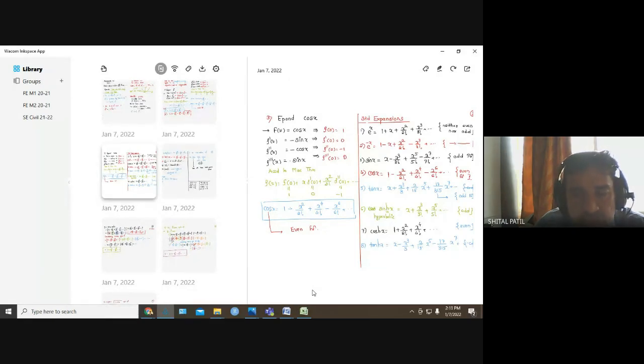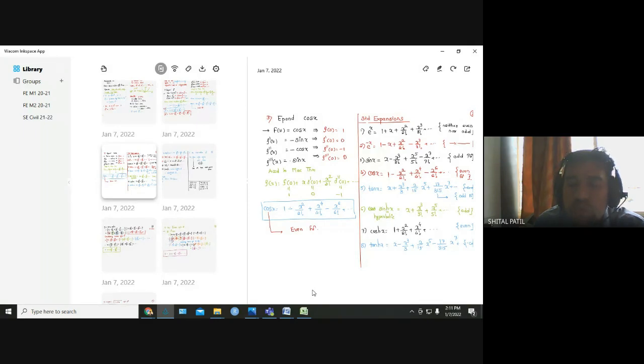Sin x is an odd function. Sin of 0 is 0, therefore there is no constant term. The expansion starts from x, the odd degree term, and the remaining terms are odd degree terms: x minus x cube divided by 3 factorial plus x raised to 5 by 5 factorial and so on.